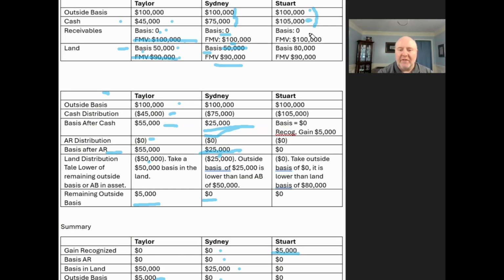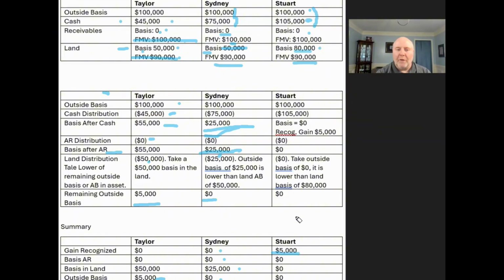Okay, our basis in receivables was still 0. We've done the same thing with Taylor and Sydney. We already know that pretty well. Our basis in land, look at, we still got land. It had a basis of 80,000, fair market value of 90. But you know what? We don't have any outside basis remaining, and we can't take basis to negative. So we have to take a 0 basis in the land because that's all we have remaining. So look at that, 5,000, 0, 0, 0. That's what's going to happen.